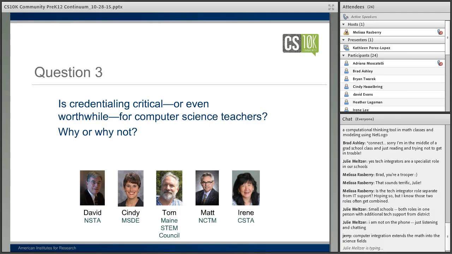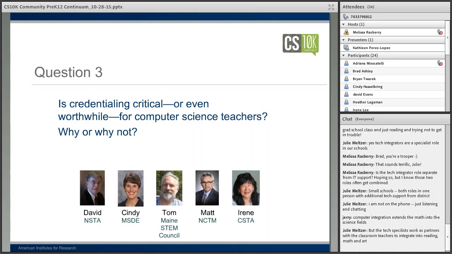Thanks, Melissa. In terms of the credentialing, it seems like it's a work in progress. As states start requiring computer science for graduation, then credentials will have to be developed.